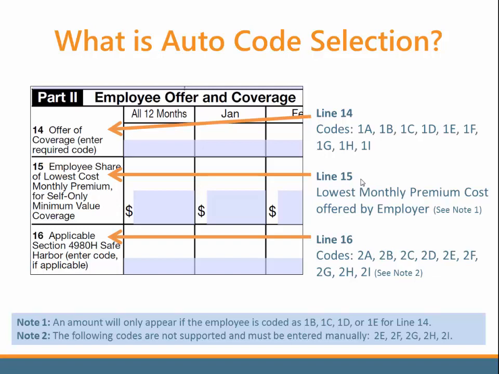The valid entries are either a dollar amount or a blank. Note that an amount will only appear if the employee is coded 1B, 1C, 1D, or 1E for line 14. Otherwise, this amount will be blank. And line 16 is the applicable section 4980H Safe Harbor codes. The valid codes are 2A through 2I. Also, please note that codes 2E through 2I are not supported and thus must be manually entered.